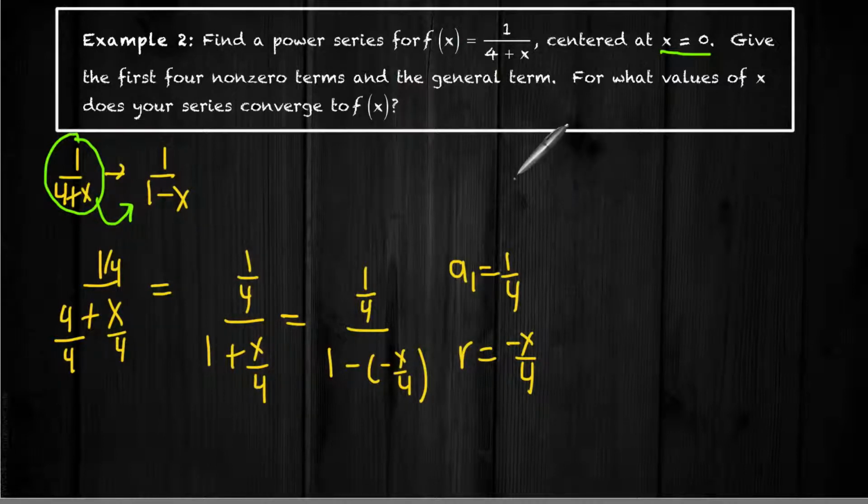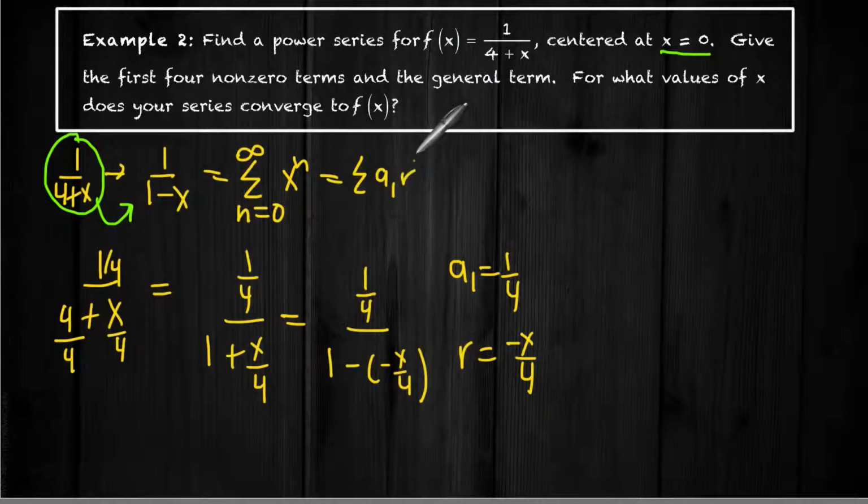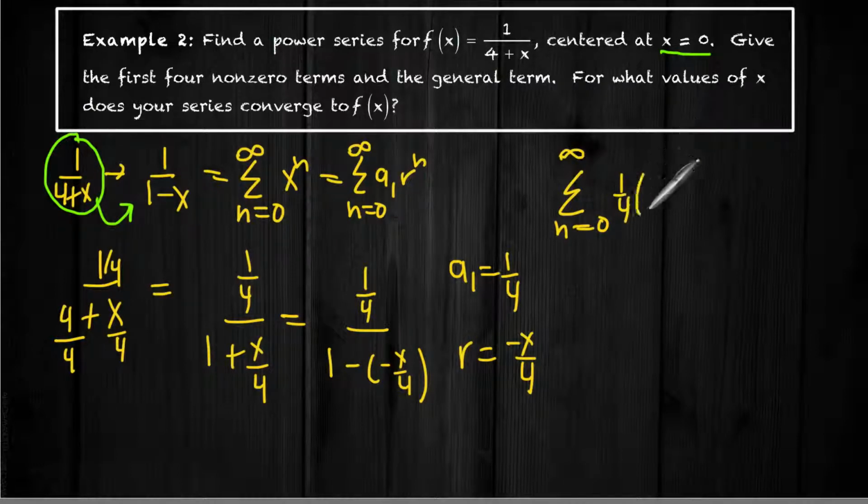So now we want to take our normal way we would write our geometric series, which is x to the n, and we want to replace, or tell you what, why don't we write it this way as well, a1 times r to the n, from n equals 0 to n equals infinity. And we want to take our a1 and replace it with 1/4. So it's going to be the summation from n equals 0 to infinity of 1/4, our r is negative x over 4 to the n power.